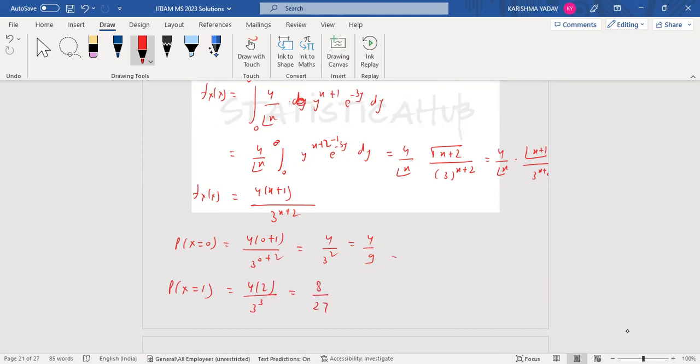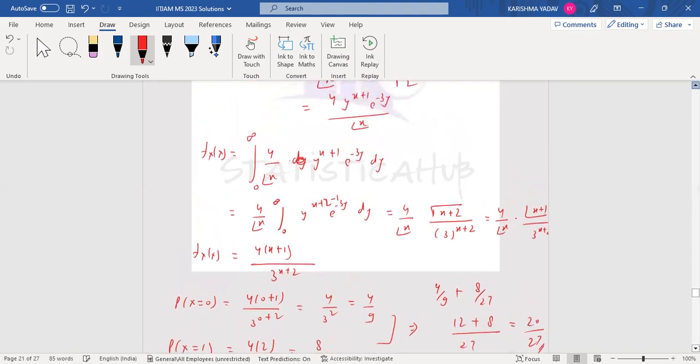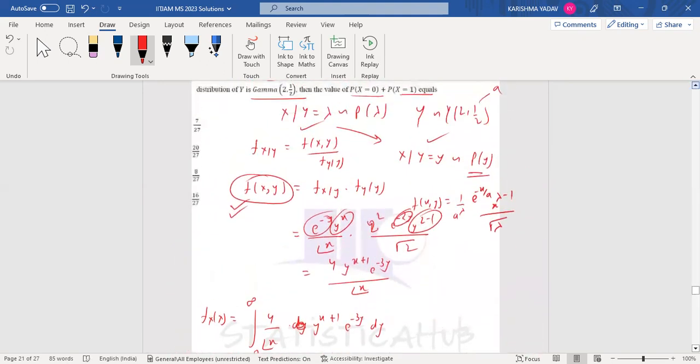Now we have to add these two probabilities, that is 4 by 9 plus 8 by 27, because we have to find the sum of these two probabilities at x equals 0 and at x equals 1, and that will be equal to (12 plus 8) upon 27, that is 20 by 27. Let's see whether this is in the options or not. So this is my option number B.